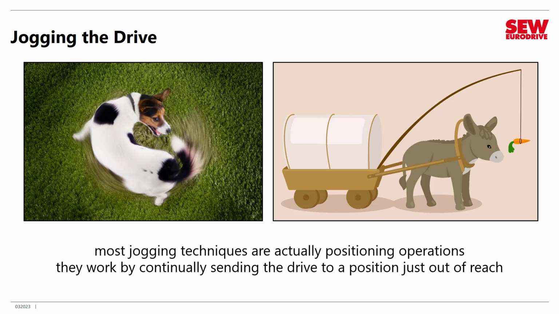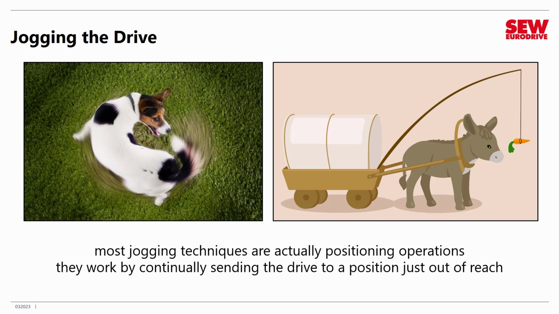One is a dog chasing its tail. As you know, the dog can never reach its tail. The tail's always just out of reach, and so the dog just goes round and round and round. The other is the donkey following the carrot on the stick. The carrot's just out of reach, so the donkey just keeps walking toward the carrot, never gets there actually, but it's producing motion. Jogging techniques are almost always positioning operations where you just keep the destination moving just out of reach. And if you do it right, then the positioning operation turns into just continuous motion.